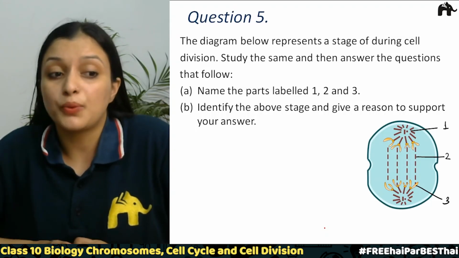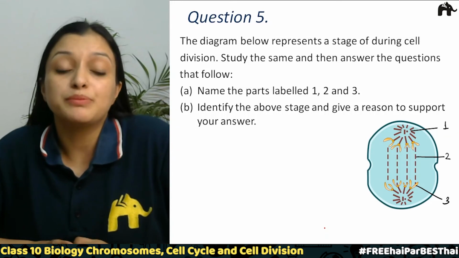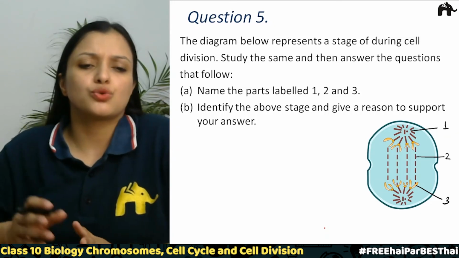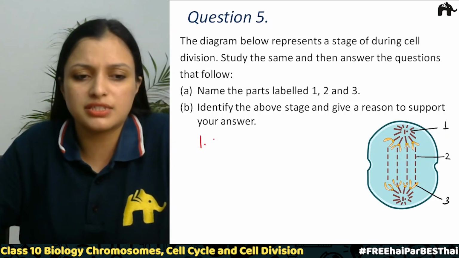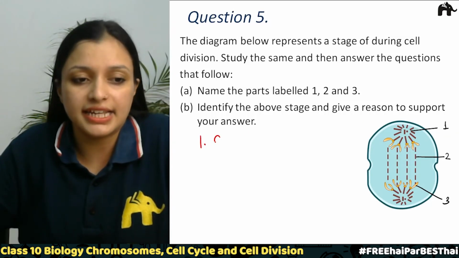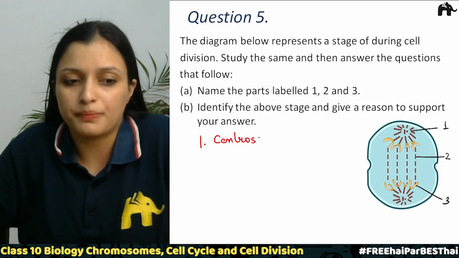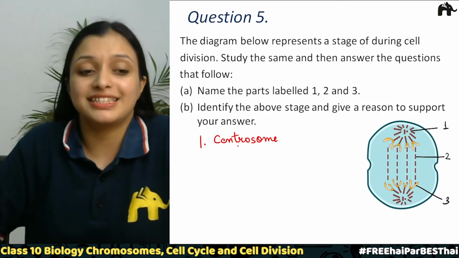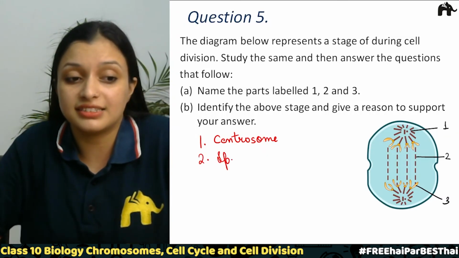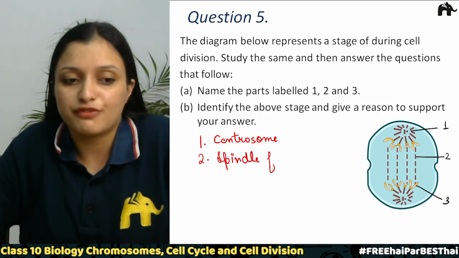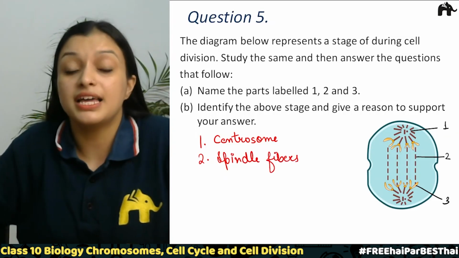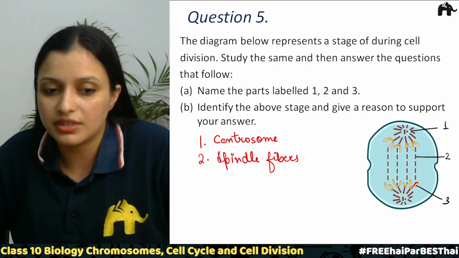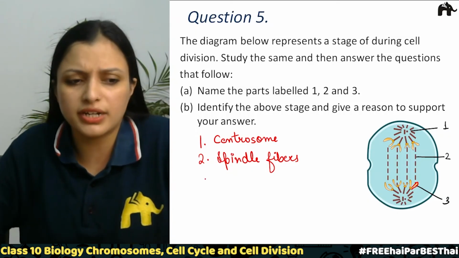Question number 5. The diagram below represents a stage during the cell division. Study the same and answer the question that follows. A. Name the parts labeled 1, 2 and 3. So what are these parts? So let us write. Which is this part 1? It is centrosome. Right? What are these dotted lines? These dotted lines are nothing other than spindle fibers, right? Simple. And what is this 3? So they have marked this as 3. It is chromatid, right?